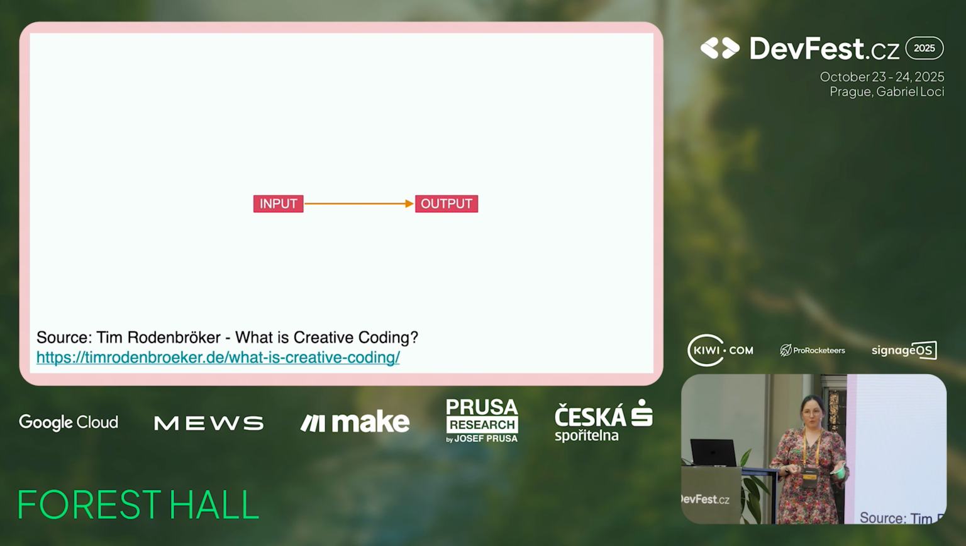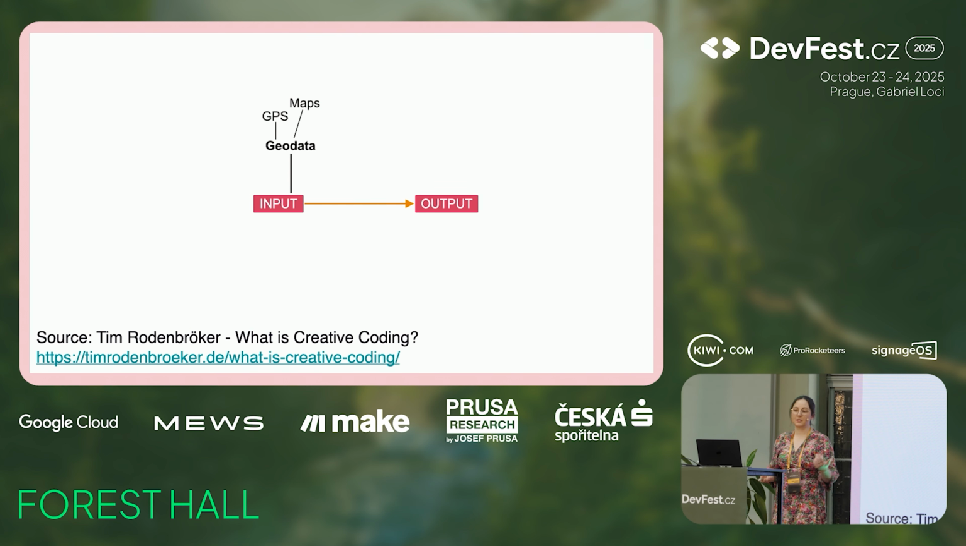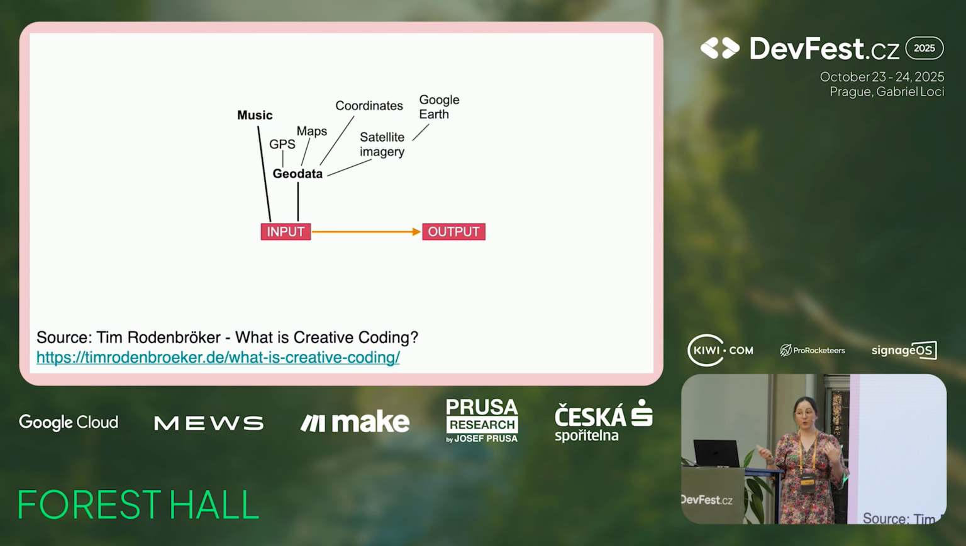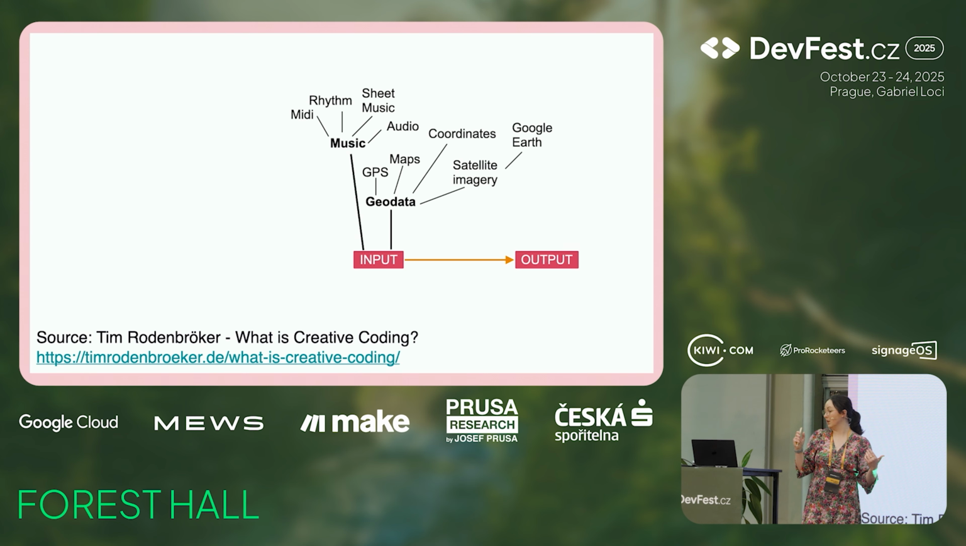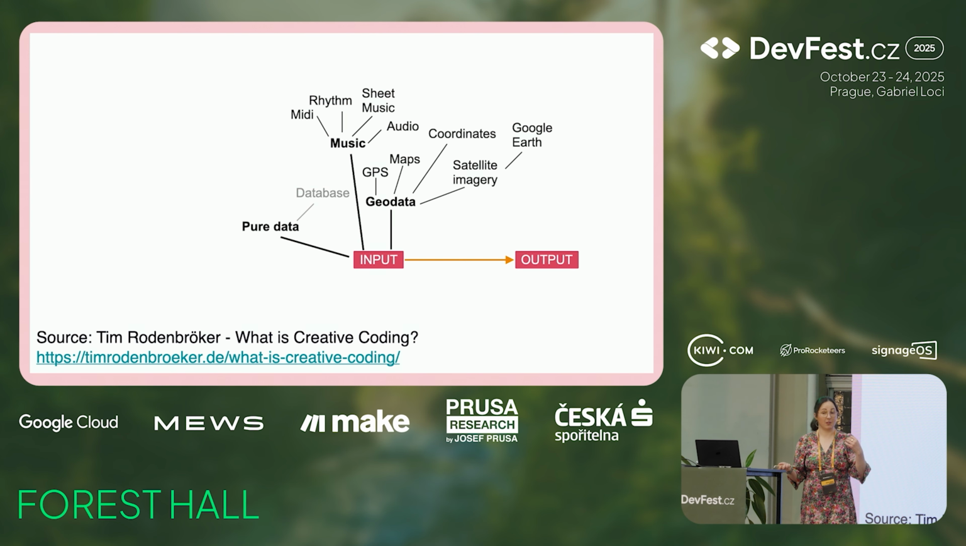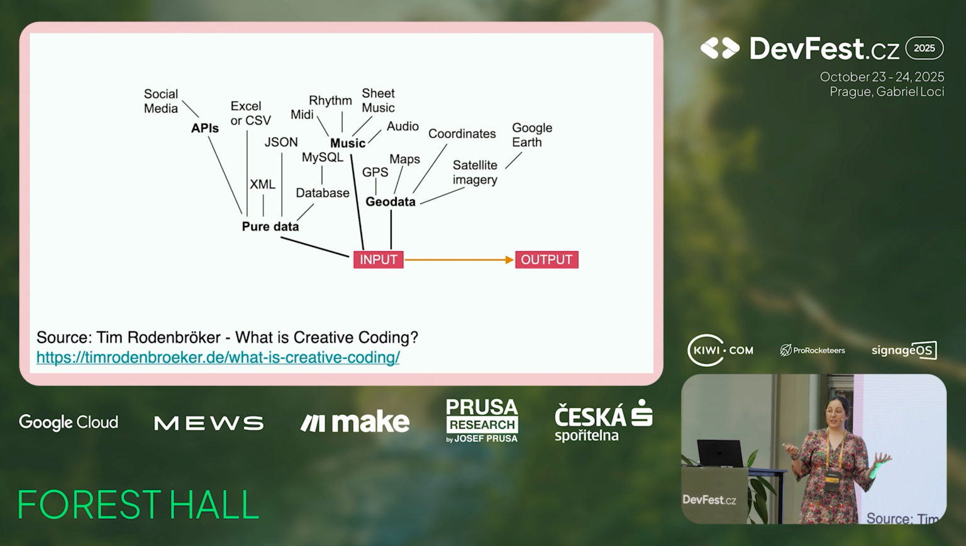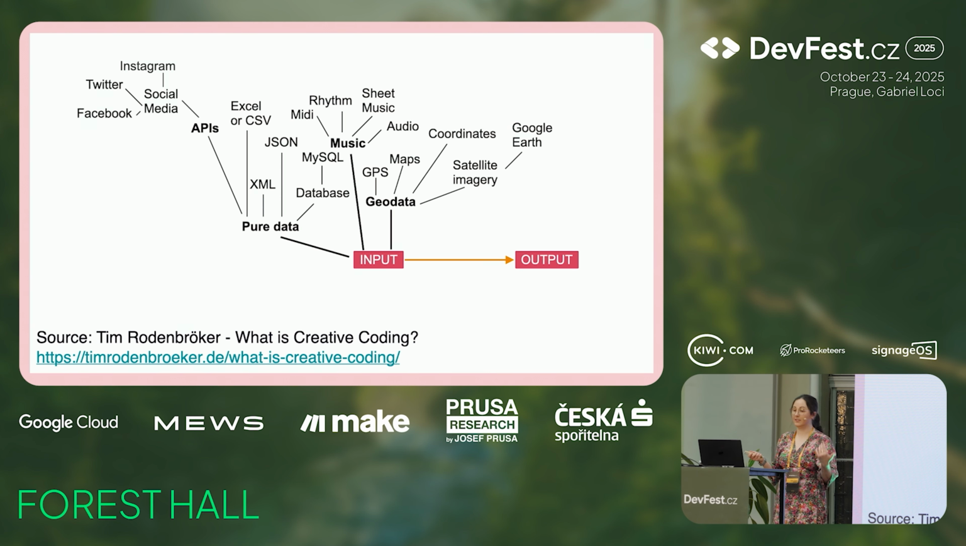But yeah, the input for creative coding could be, for example, geodata with GPS, maps, coordinates, satellite imagery like Google Earth. It could be music like audio, sheet music, rhythm, MIDI. It could be pure data, such as something from a database like MySQL. It could be JSON. It could be XML. It could be Excel or CSV.